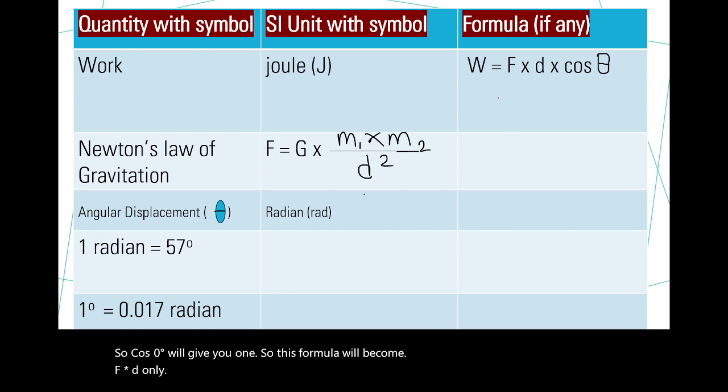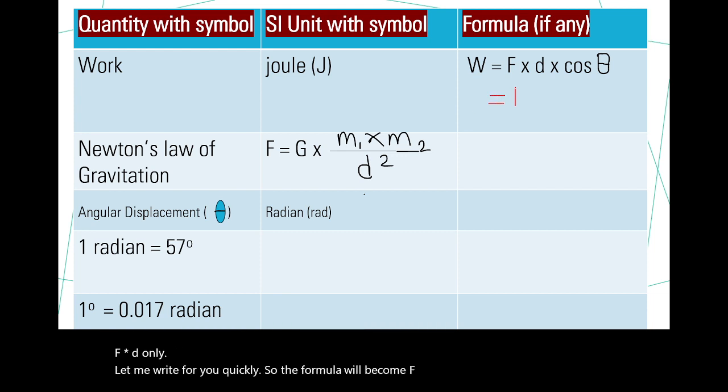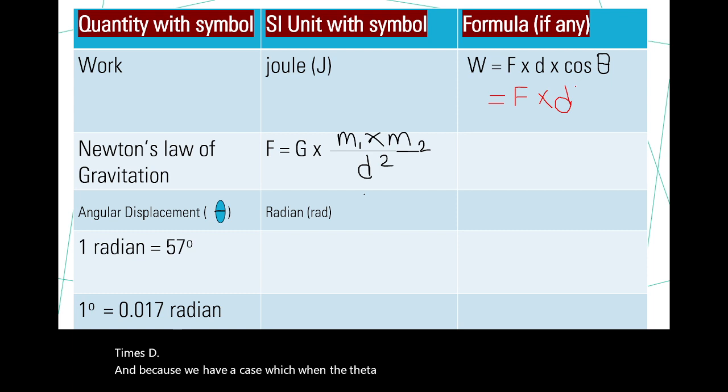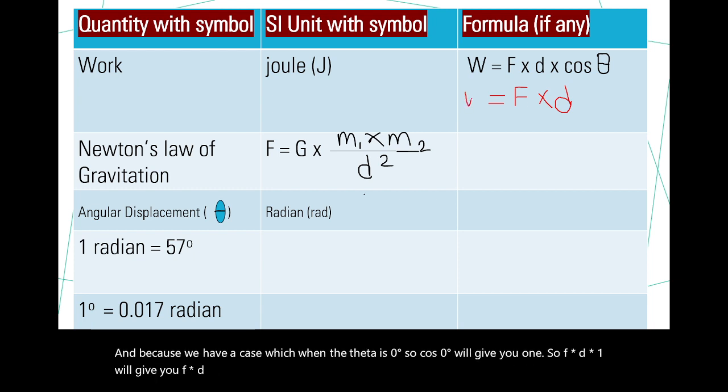Let me write it for you quickly. The formula will become F times d. Because we have a case where theta is 0 degrees, cos 0 degrees will give you 1, so F times d times 1 gives you F times d. So this will be a special formula. It is used in some situations, some questions.